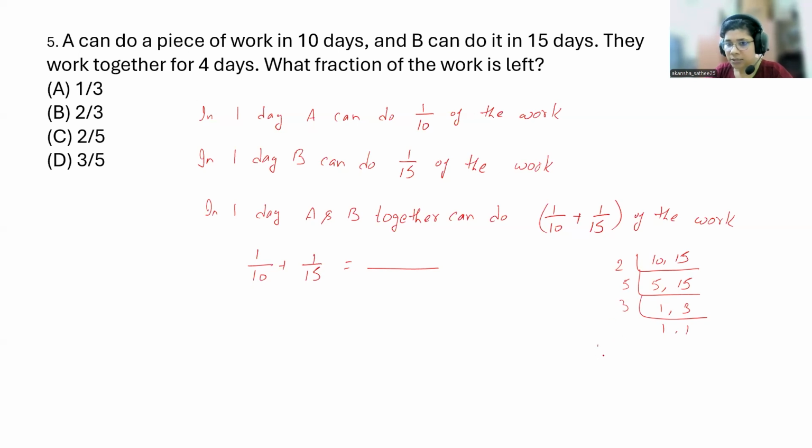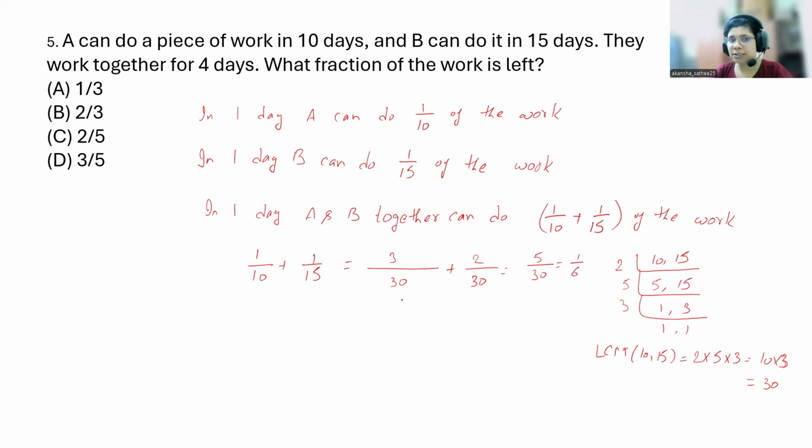So the LCM of 10 and 15 is 2 into 5 into 3. That is equal to 10 into 3, and that is equal to 30. 30 is the LCM. How will you make 10 into 30? Multiply and divide by 3. So 3 by 30. Plus, how will you make 15 into 30? Multiply and divide by 2. So it is 2 by 30. So it is equal to 5 by 30 of the work. Now you can simplify it. 5, so you can divide 30 by 5, that gives 6.